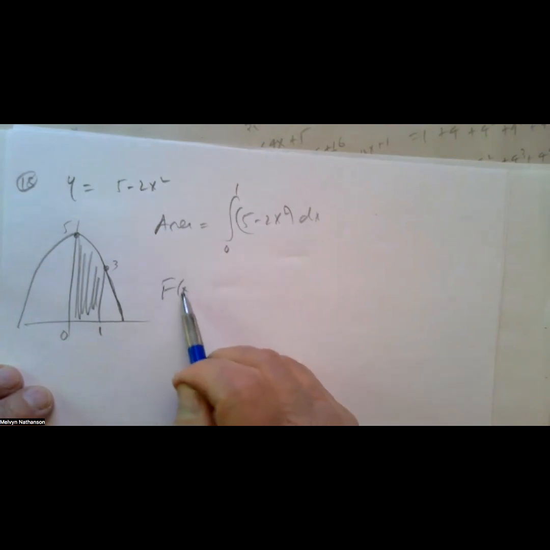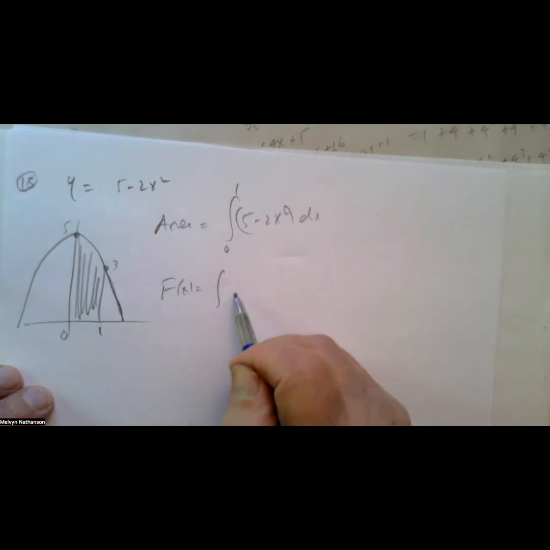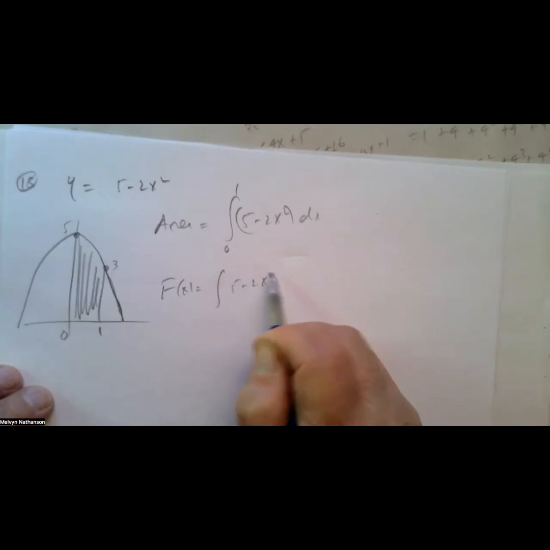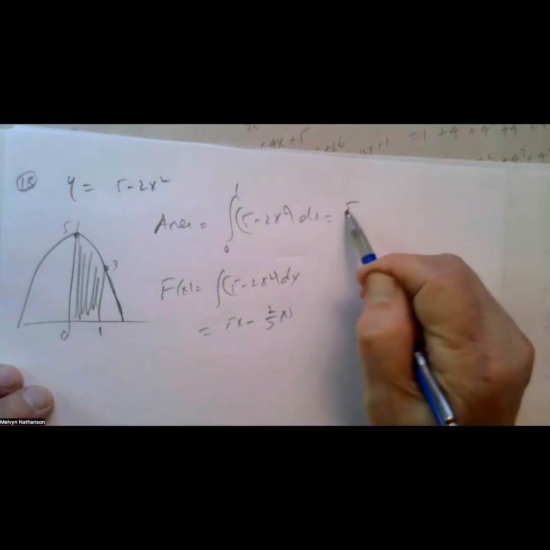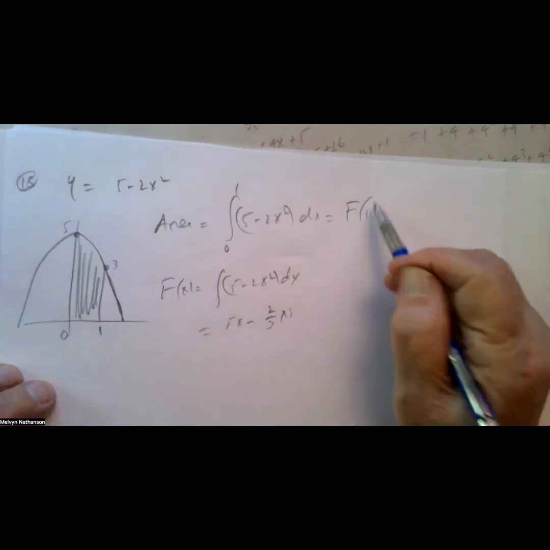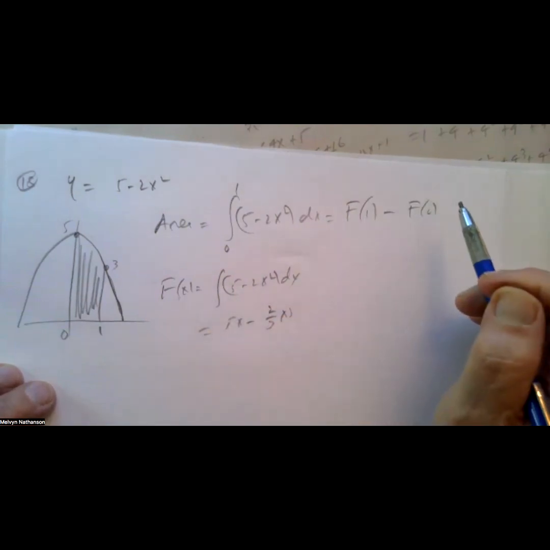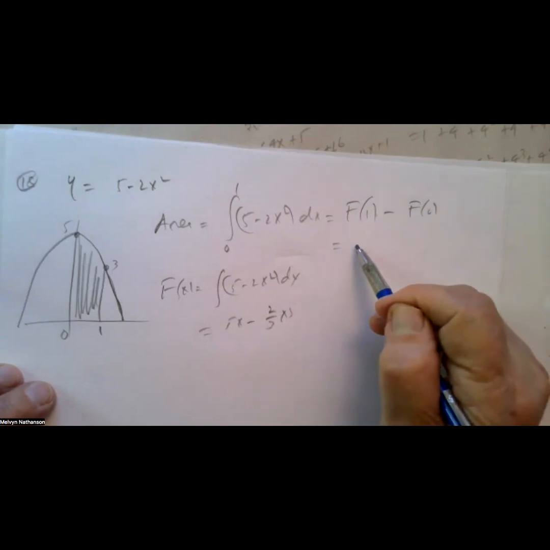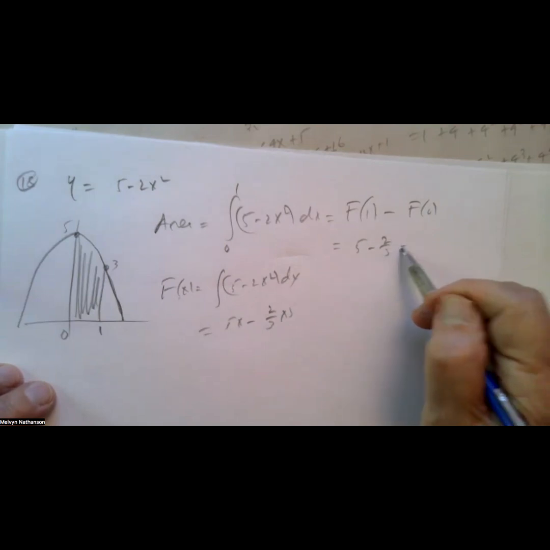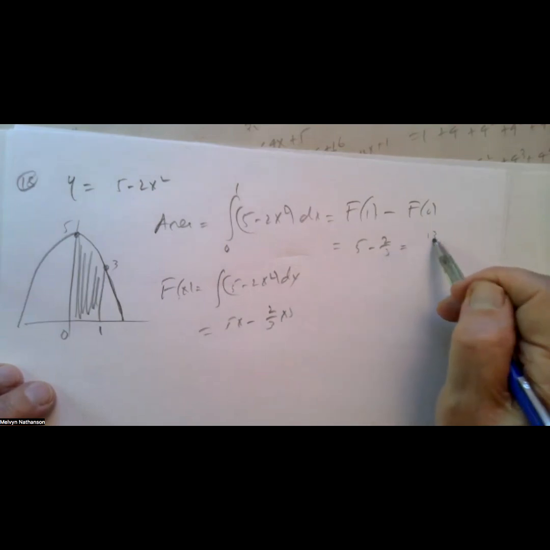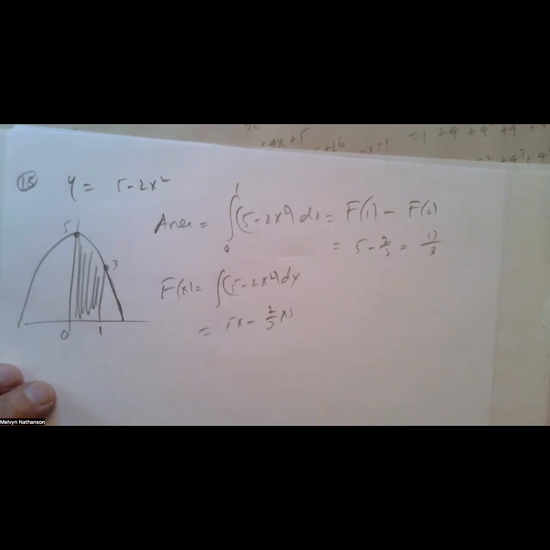Now, if we let capital F of x be the indefinite integral, the antiderivative of 5 minus 2x squared dx, this is 5x minus 2/3 x cubed. So the area is this antiderivative evaluated at 1 minus this evaluated at 0. When x is 1, this is 5 minus 2/3. And when x is 0, this is 0. And 5 minus 2/3 is 13/3. So that's the area under the curve.